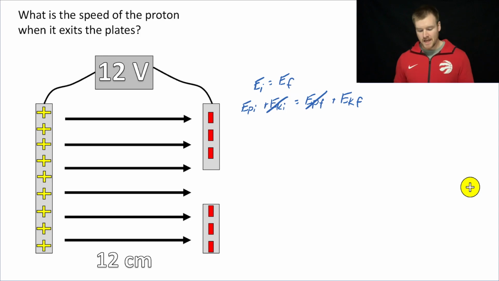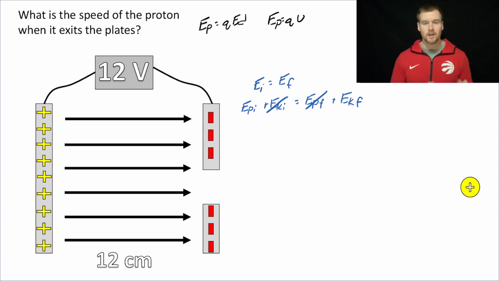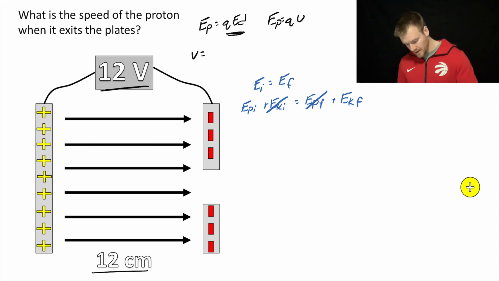Now if we're looking at its potential energy, we have two formulas. We have the EP is equal to QED, or EP is equal to QV. Looking at the first one, this has to do with the field strength. And we don't know the field strength, but we could figure it out from the volts and the plate separation between these plates. However, how I would get that is with the equation V is equal to ED.